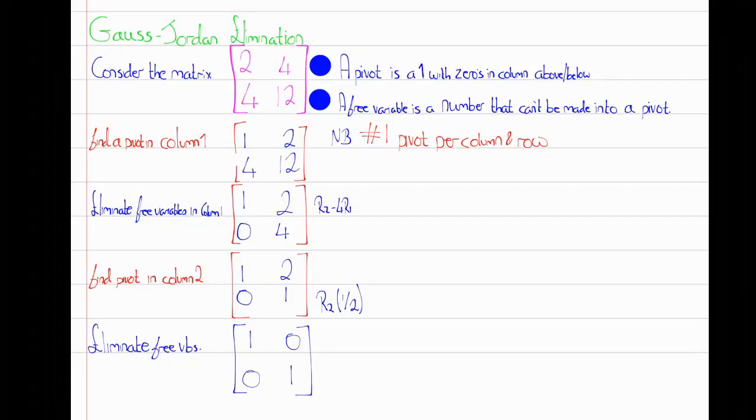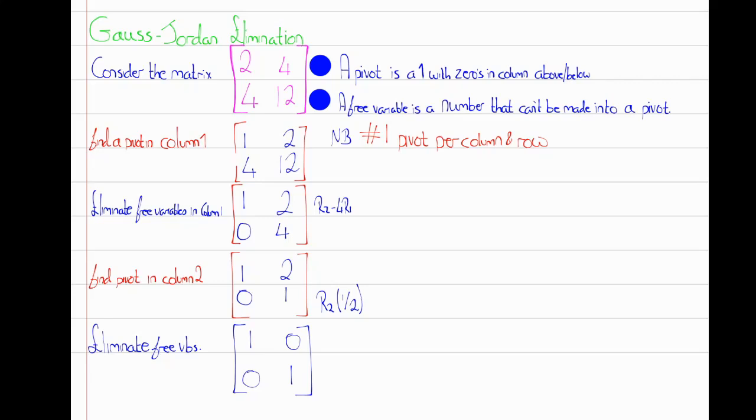So how do we do Gauss-Jordan elimination? What we're going to do is use those different modifications to the matrix to reduce it down to as close to the simplest form of the matrix that we can make. So 2, 4, 4, 12. How do we reduce this down?